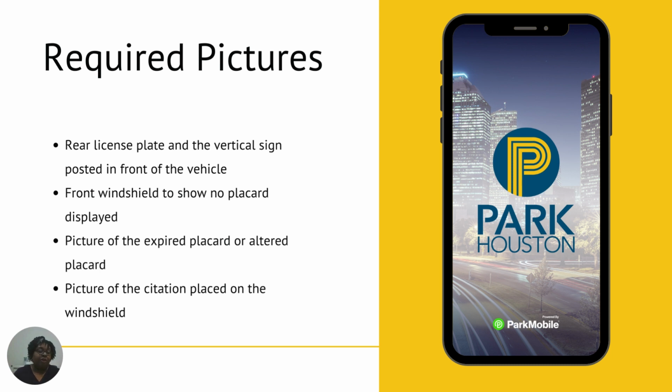You will also remember, don't get anxious. I know you may be feverishly writing right now. We'll give you a card when you come to pick up your materials telling you exactly what pictures to take. So we want the rear license plate and the sign in one picture. We want the front windshield showing that there's either no placard or showing that the placard is expired or altered, and a picture of the citation placed on the windshield.